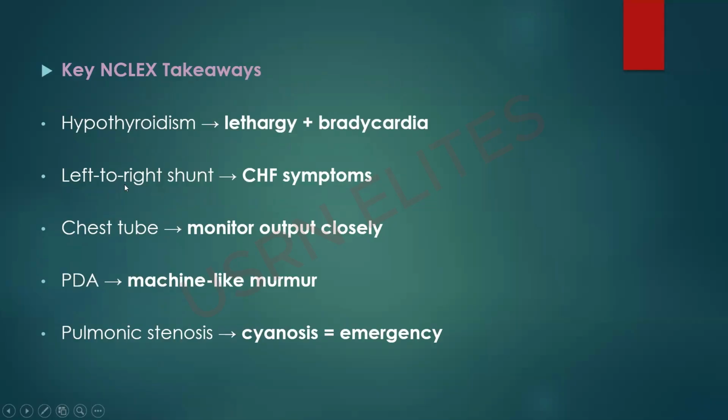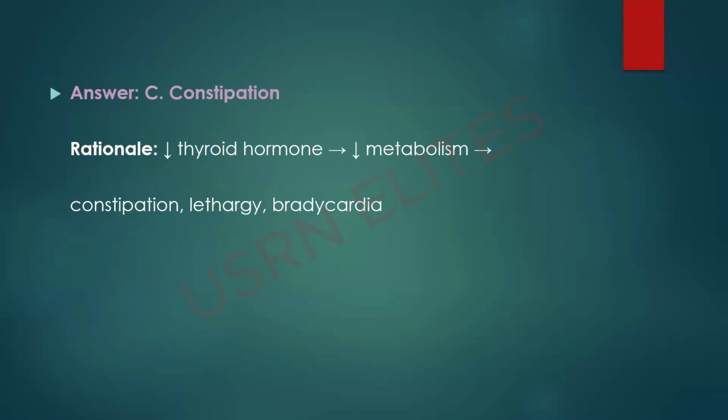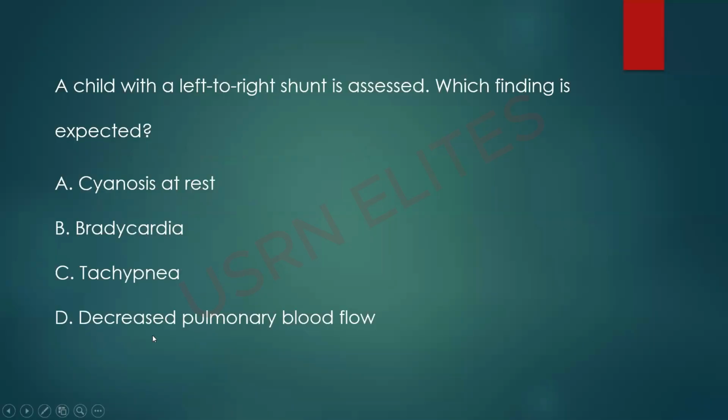Look at the second point here. Left to right shunt causes what? Congestive heart failure. And why is there congestive heart failure? Flooded. Yes, okay. And it's going to put pressure on the lungs too. I agree with our sister. You should have increased pulmonary blood flow with left to right shunts, not decreased blood flow.